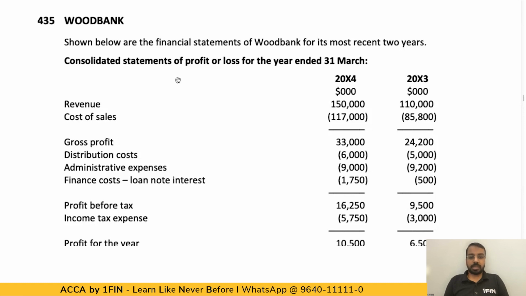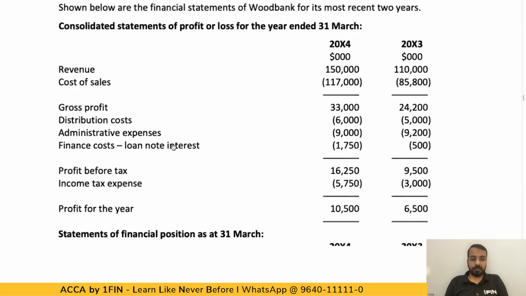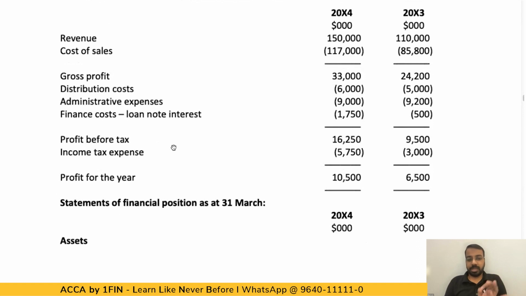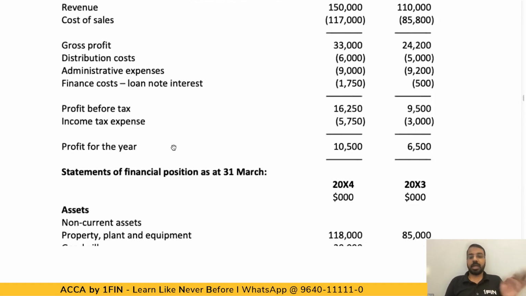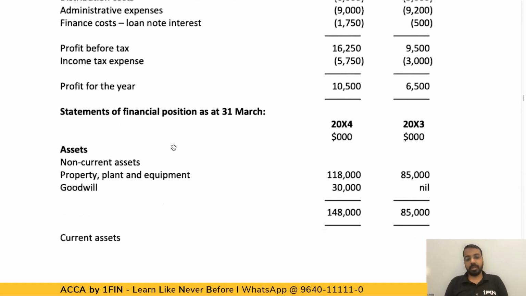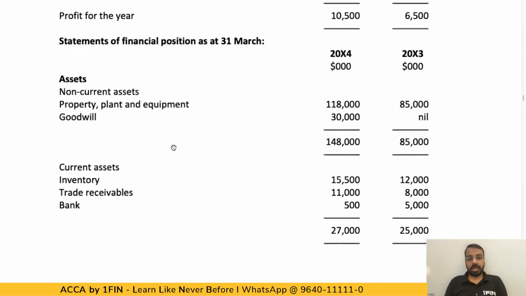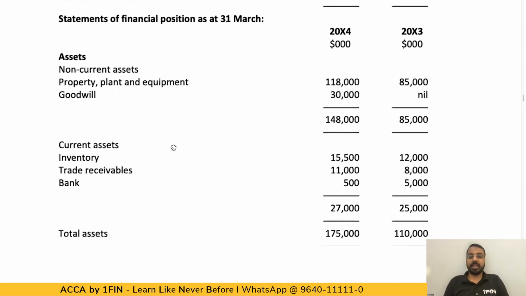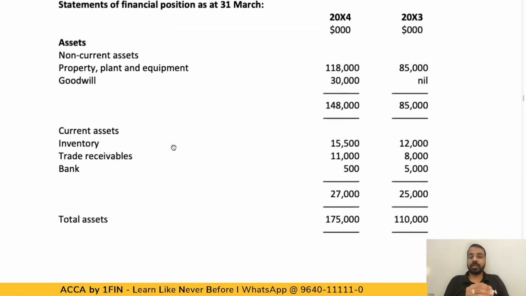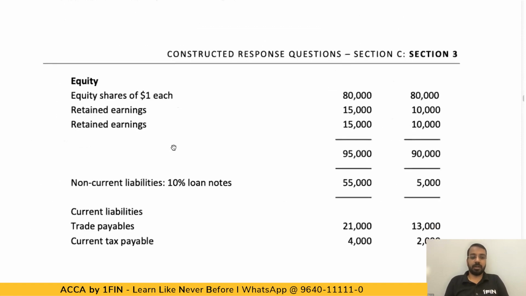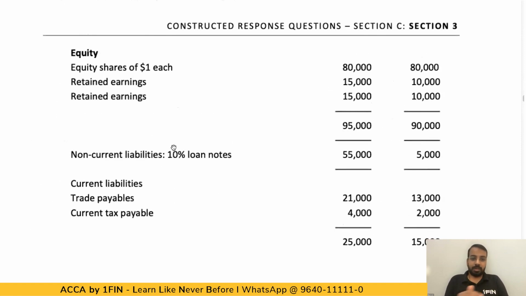Shown below are the financial statements of Wood Bank for its most recent 2 years, year 3, year 4. Revenue, cost of sales, gross profit, distribution, administrative expenses, loan note interest, profit before tax, income tax expense, profit for the year. And a statement of financial position, non-current asset, PPE, goodwill. Now, when you see a new item called goodwill, what comes to our mind? There has to be an acquisition. Okay. Then current assets, inventory, trade receivables, bank. Total assets have been given. Now, equity, 80,000, retained earnings.